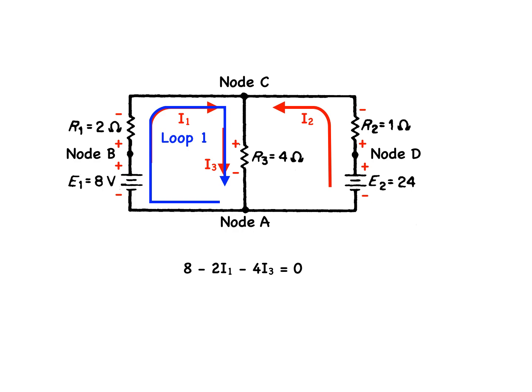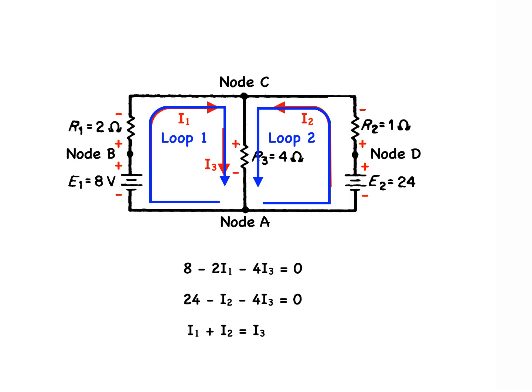For loop ADCA, plus 24 for E2, and the resistor drops the voltages by minus I2 for resistor R2 and minus 4I3 for resistor R3. These voltage changes, when added together, must equal 0. We write that in the form of an equation: plus 24 minus I2 minus 4I3 is equal to 0. Kirchhoff's current law at node C tells us that I1 plus I2 is equal to I3.